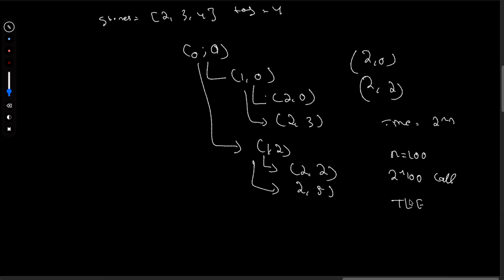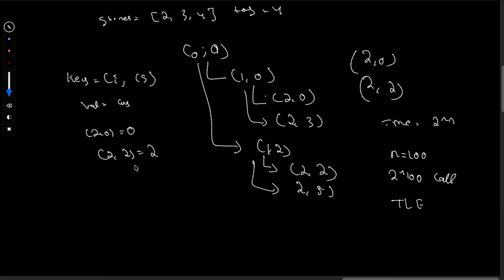So now we use memoization, top-down DP. If I already solved a state, why solve it again? So we store the answer. The key is i and current sum, and the value is the answer. So 2, 0 is 0 and 2, 2 becomes 2. So we directly return from the map.